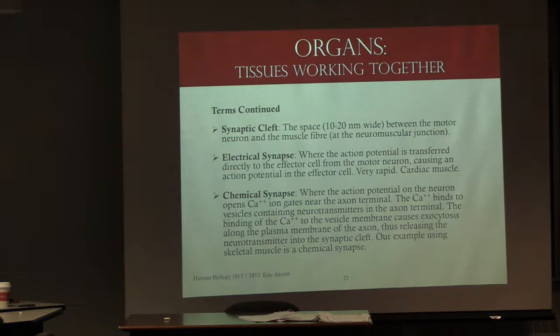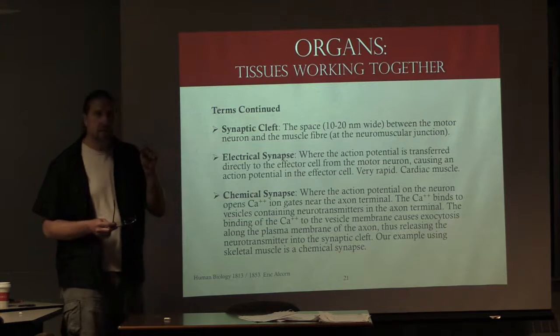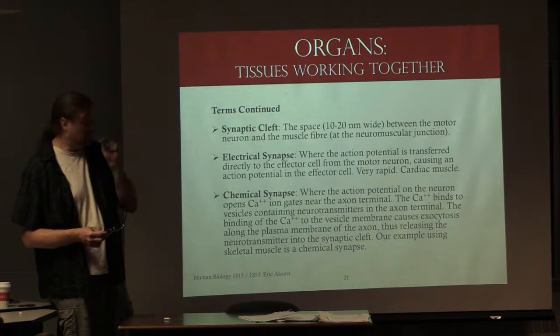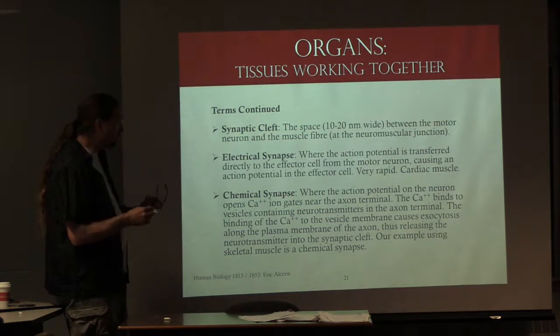Couple more terms here. The synaptic cleft. This is the space between the neuron and the effector cell. They don't physically touch. There's actually a gap. It's really small. It's like 10 to 20 nanometers wide, tiny. Can't draw a car through it.